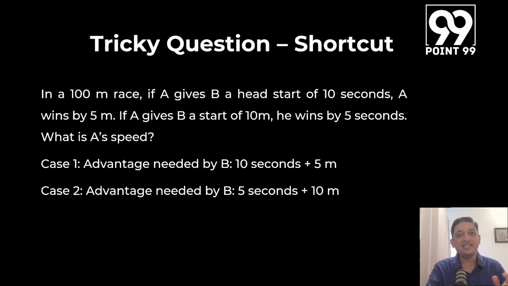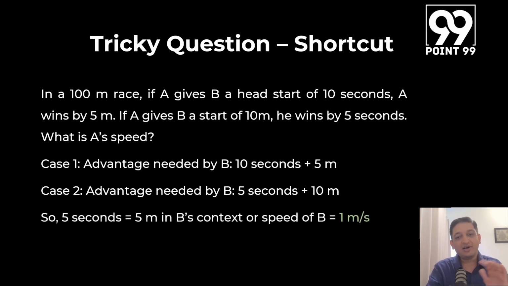and we are saying that in both the cases, both of them should start and end at the same point in time. That tells us that for B, the advantage needed was 5 meters or 5 seconds, which basically is the same thing, which means that B is traveling at a speed of 5 meters per second or 5 meters in 5 seconds or 1 meter per second. Now we'll move on to the second concept, that is upstream and downstream motion.